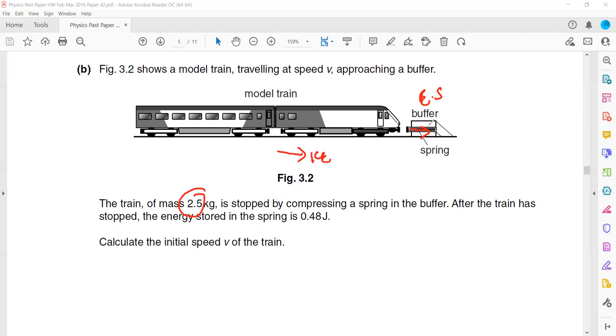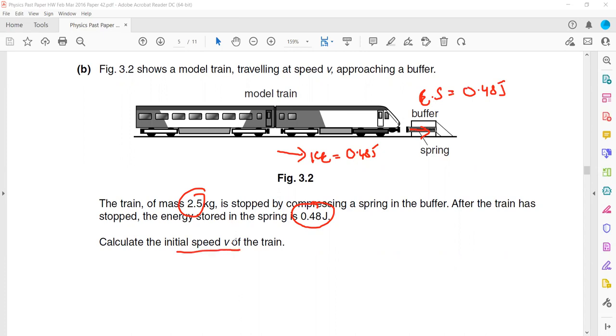We assume here there is no other form of energy, so all the kinetic energy is converted into elastic strain energy. The train is stopped by compressing a spring in the buffer, and after the train stopped, the energy stored in the spring is 0.48 joules. So how much was the kinetic energy before the train collided? It is also 0.48 joules, because it is an energy transformation: when a moving train hits the buffer, its kinetic energy converts into elastic strain energy.